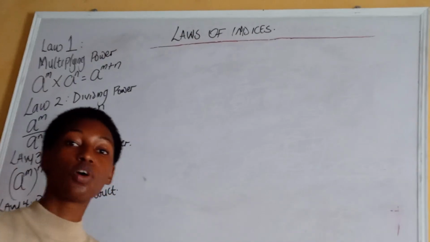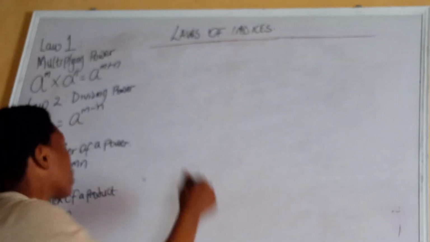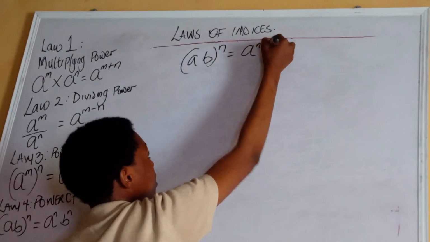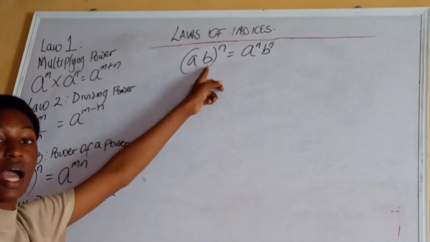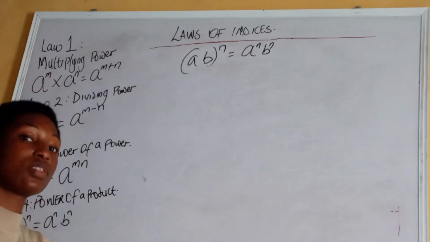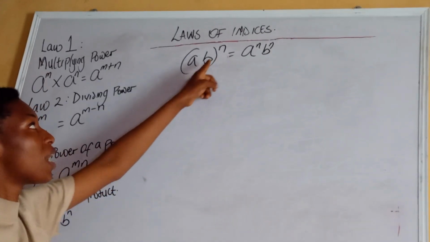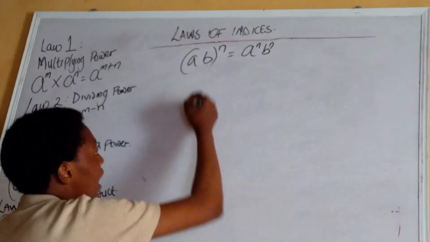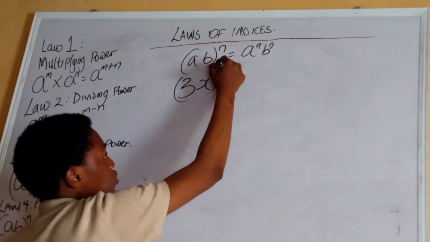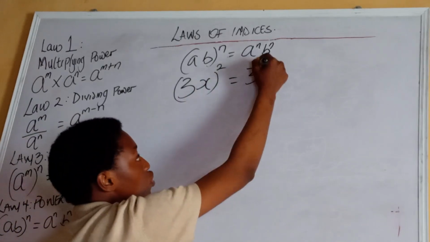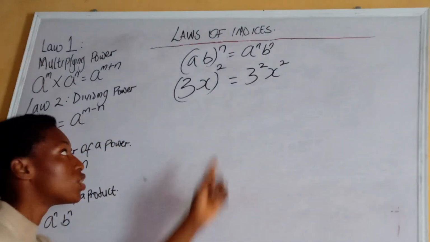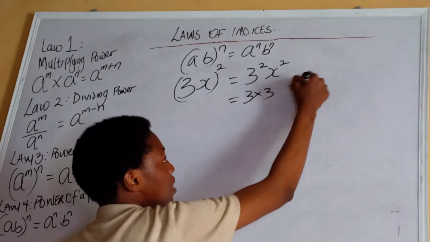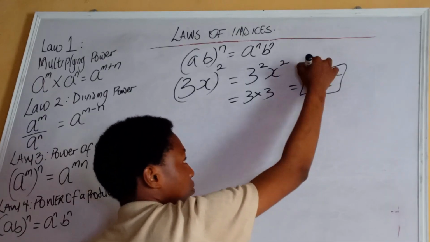There's no issue. The fourth law, which is power of a product, is telling you that (AB) all to the power of n is equal to A^n B^n. So that when you have bases multiplied together and they are all multiplied by one power, this power can be distributed to the first base and the second base. If you have something like (3x) all to the power of 2, this becomes 3 squared x squared, and 3 squared is 3 times 3. So that would be 9, right? So this would be 9x squared as your final answer.